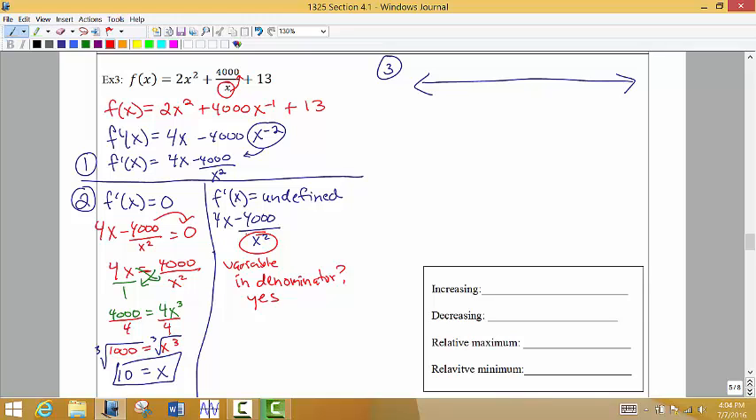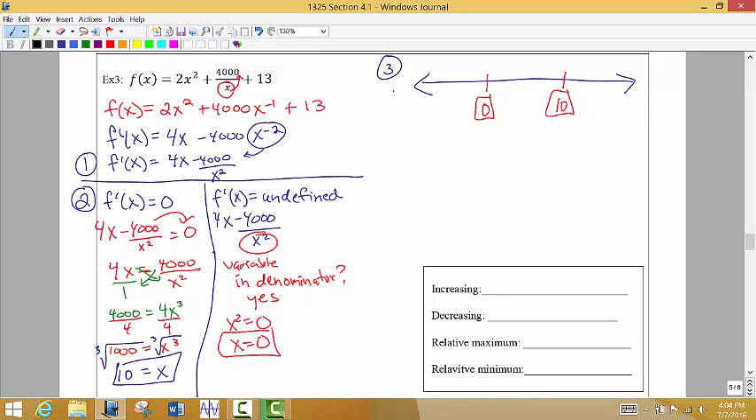What would cause that denominator to equal 0? Well, let's set it equal to 0. x squared equals 0. Well, the only way that can happen is if I have x itself equaling 0. So I do have two numbers that I'm going to put on my number line. So my two separation values that I'm going to put in boxes. So I have 0 and I have 10.